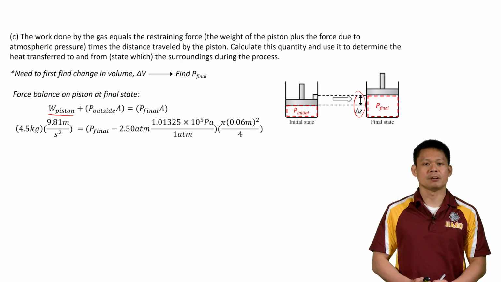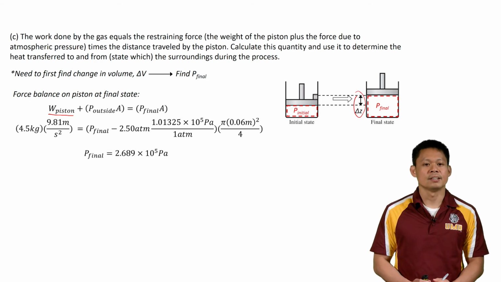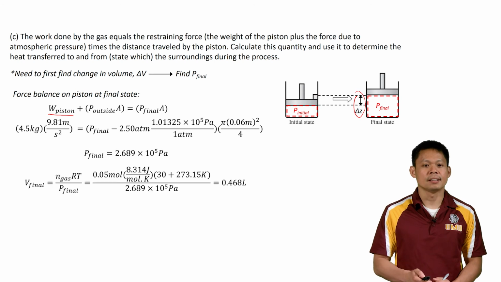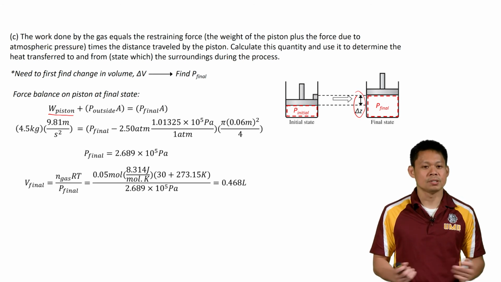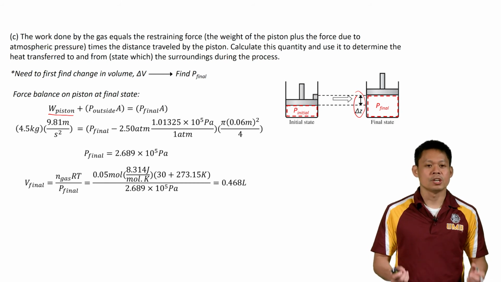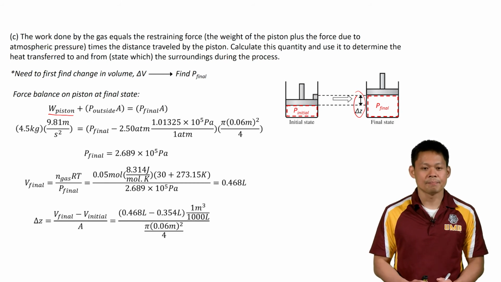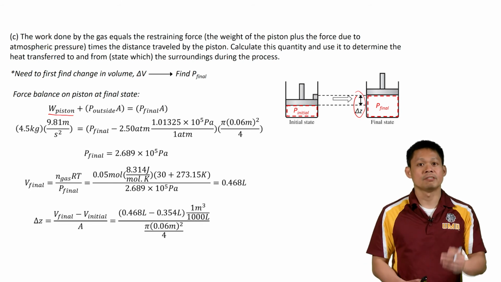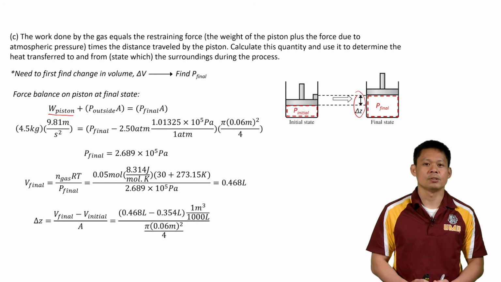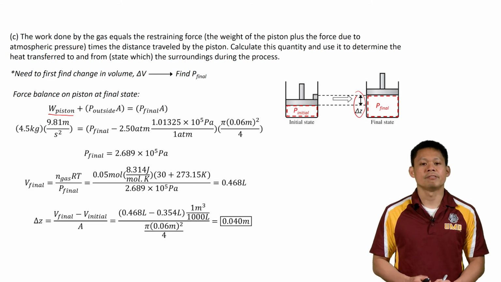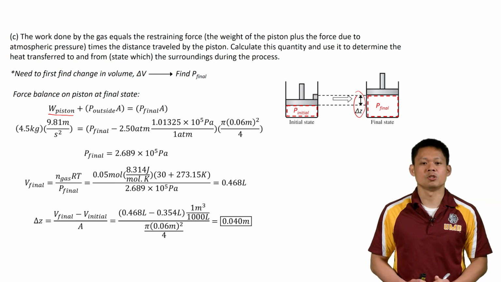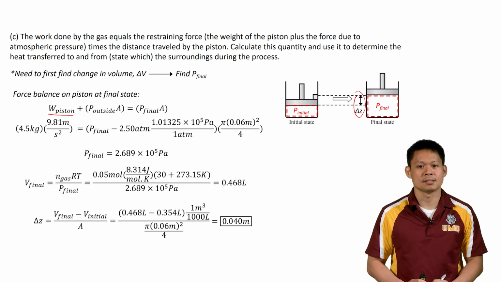And now we can find the pressure of the gas in the final state. We find it as 2.689 times 10 to the power 5 pascals. With that, we can find the final volume. Again, using our ideal gas law, the final volume is 0.468 liters. We know the change in volume, so we can find the delta Z. Delta Z is just the change in the volume divided by the cross-sectional area of the cylinder. Putting in all the numbers, converting to SI units of meters, we find that this piston has moved by a distance of 0.04 meters in the process.